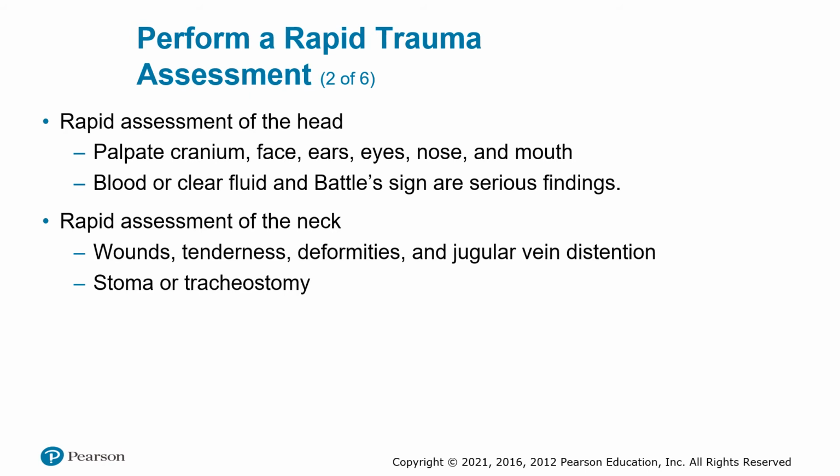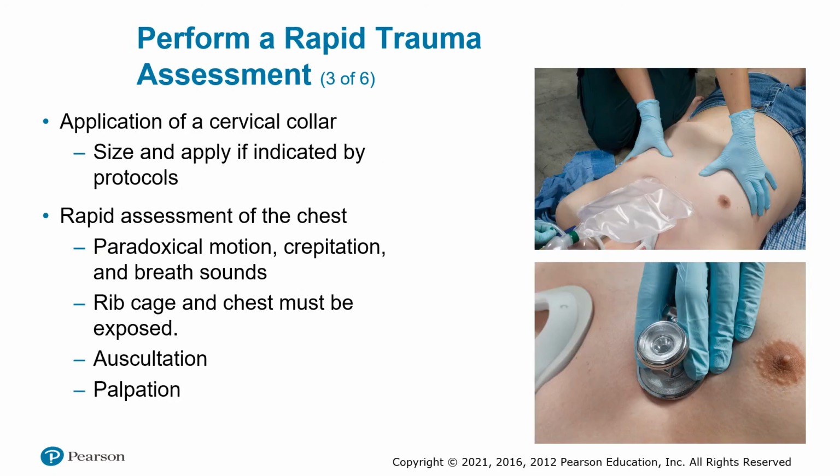Assessment of the neck: wounds, tenderness, deformities, jugular vein distension. Look for any kind of stoma or tracheostomy. Apply a C-collar. In the chest, we're going to look for any kind of paradoxical movement, where one side of the chest or one portion of the chest moves up and the other portion moves down. Look for crepitation. Breath sounds.